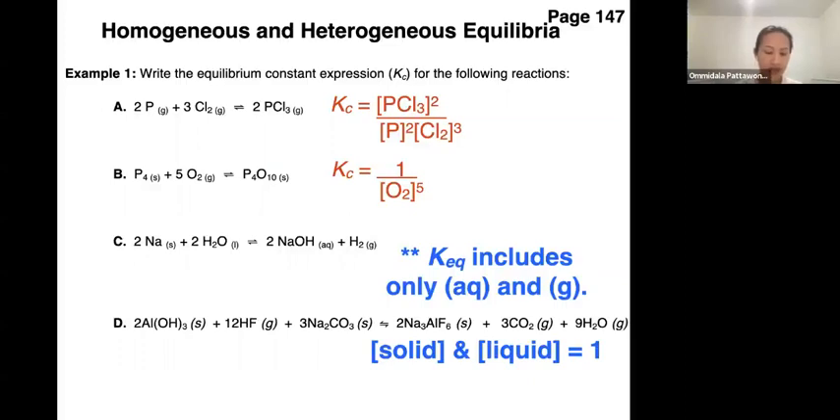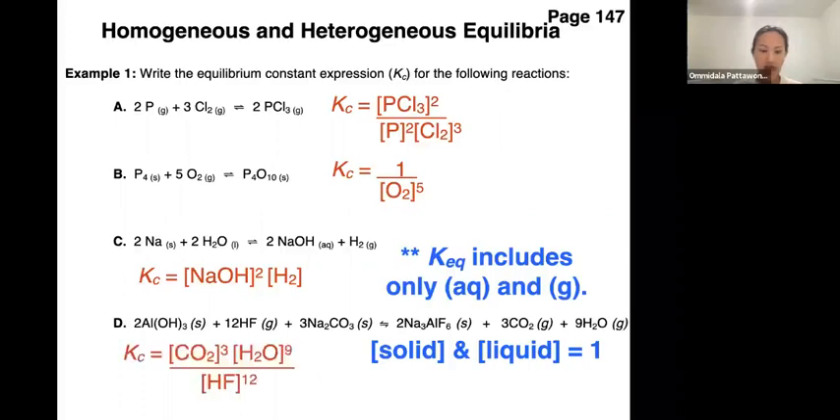Now let's take a look at C together. What does it mean? It's only the aqueous and gas that we are going to include. Solid and liquid we will not include. So in this case, Kc would be just the concentration of sodium hydroxide squared times the concentration of hydrogen gas. Now what about D? Again, we are going to exclude all the solids and include only gas. So the Kc would include only carbon dioxide, water, and hydrogen fluoride.